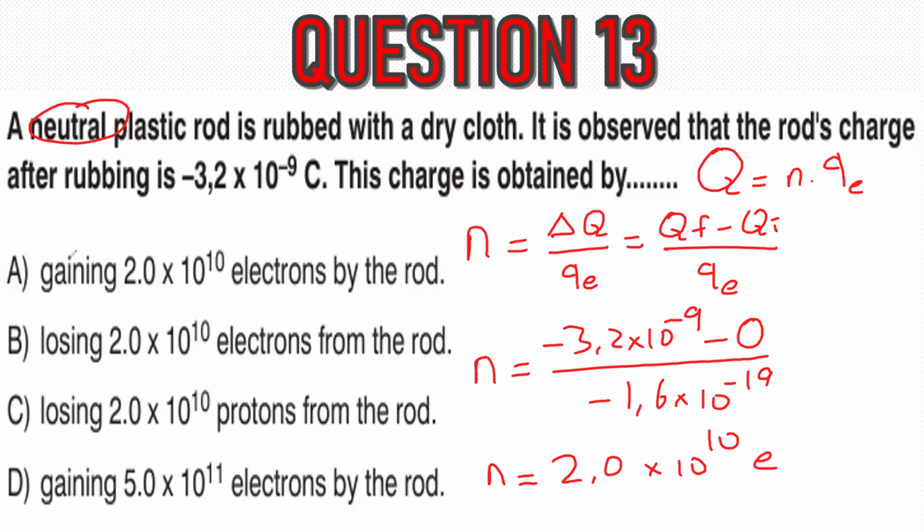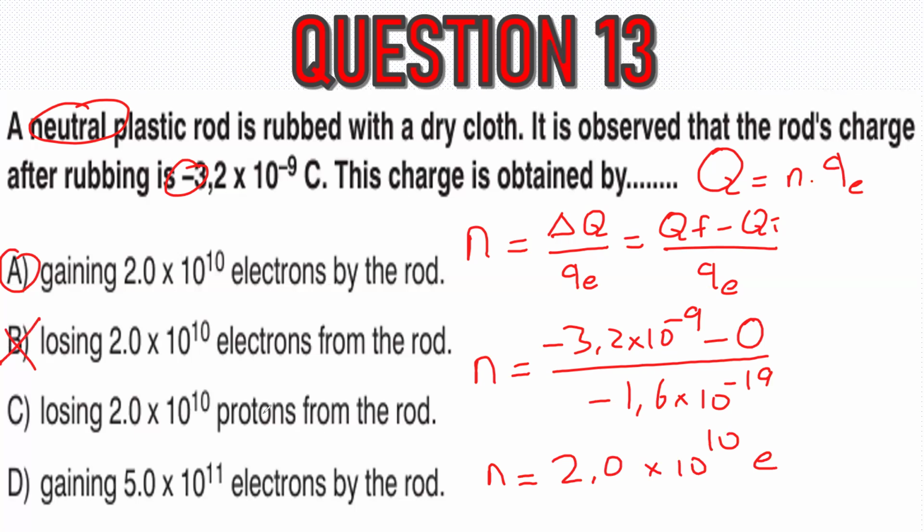So let's check our options. Gaining 2 times 10 to the power of 10 electrons. Yes, this is our answer because gaining means getting electrons. What we said, neutral object, getting electrons, gaining electrons, getting negatively charged. Because of that, answer is A. Option B, losing electrons, no. If it is losing electrons, it's gonna get positive 3.2. If you are talking about cloth, yes, but for plastic rod, no.